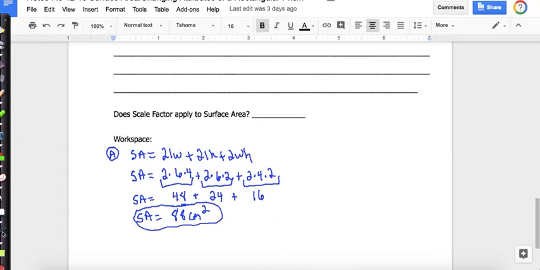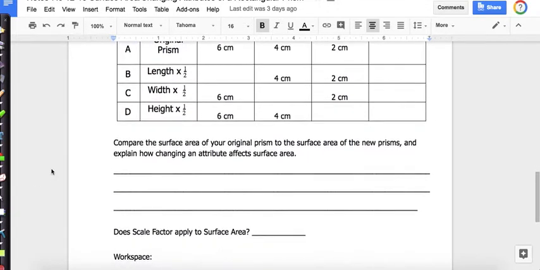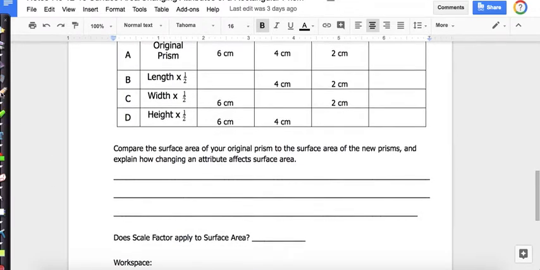All right, let's go back to the chart and fill in the 88, and then I'm going to tell you what the others are. All right, so we had 88 for the original, centimeters squared. Okay, B is 52 centimeters squared. C is 56 centimeters squared. And D is 68 centimeters squared. Now, what do you notice when I compare all these to the original 88? They all decreased in surface area, right? They all went down.